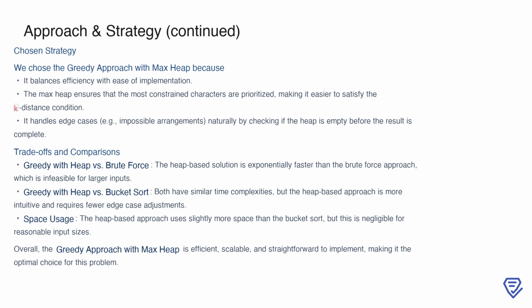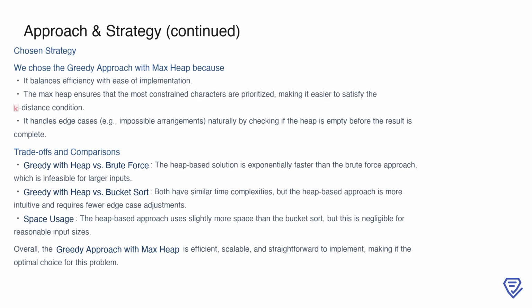This method strikes the right balance between efficiency and ease of implementation. By prioritizing the placement of the most constrained characters, those with the highest frequencies, the heap ensures that the k-distance condition is met. Additionally, the heap-based method naturally handles edge cases by verifying if the heap is empty before the result is complete, which simplifies the process.